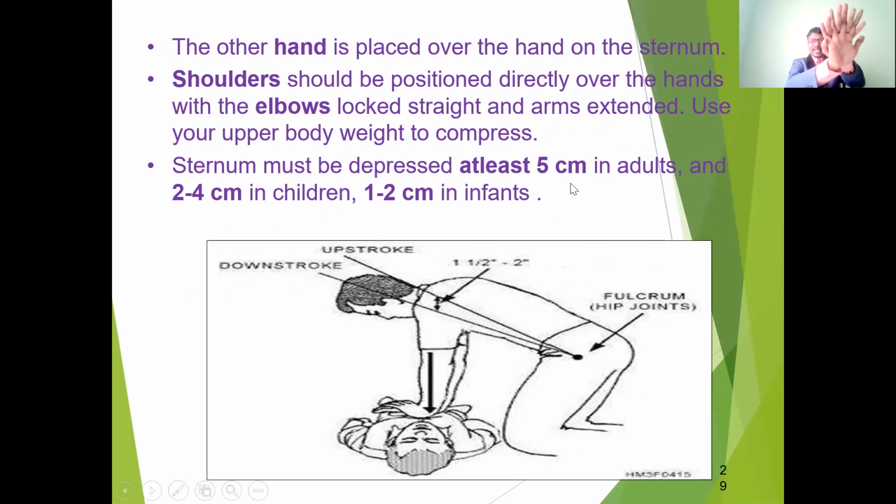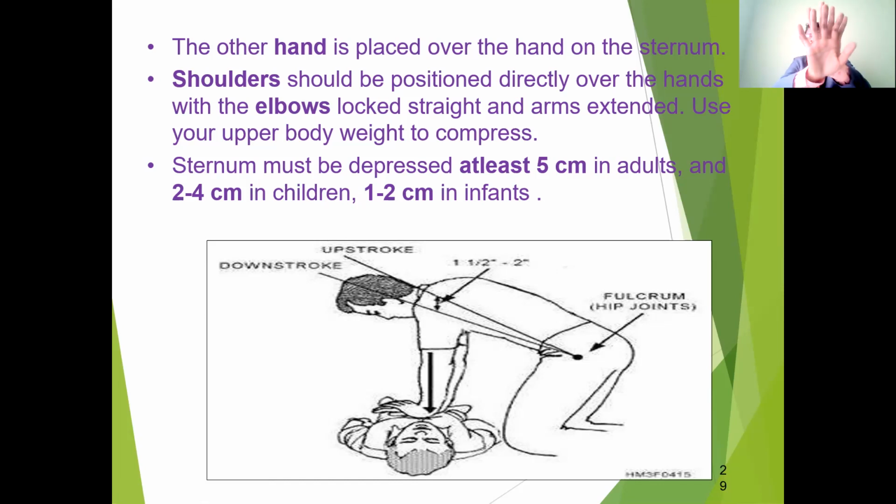If we use the interlocked hand position, each time we press we have to stabilize in this position. With each compression, the chest should go in at least 5 centimeters. The depression should be at least 5 centimeters in adults, 2 to 4 centimeters in children, and 1 to 2 centimeters in infants. So the pressure and compression are going to be different for adults, children, and infants.